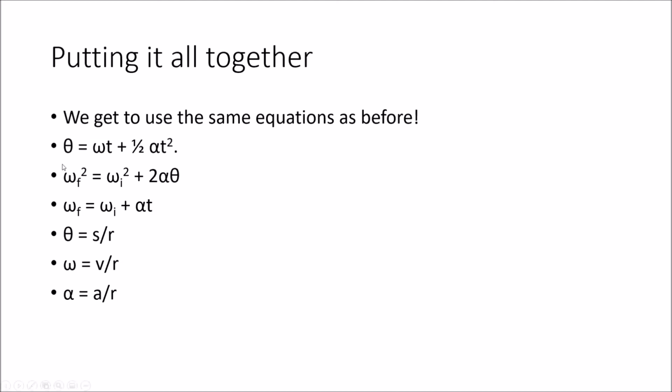We've got omega final squared, which used to be v final squared, is equal to omega initial squared, which used to be v initial squared, plus 2 times alpha, which used to be a, times theta, which used to be delta x. Remember, v final squared is equal to v initial squared plus 2a delta x. Well, this is the exact same thing. You just replaced the linear kinematics variables with angular kinematics variables. V final is equal to v initial plus at has been changed to omega final equals omega initial plus alpha t. And then I also give you these equations here that help you relate the angle to the distance, the angular velocity to the linear velocity, and the angular acceleration to the linear acceleration, as long as you have some radius that you're working with.